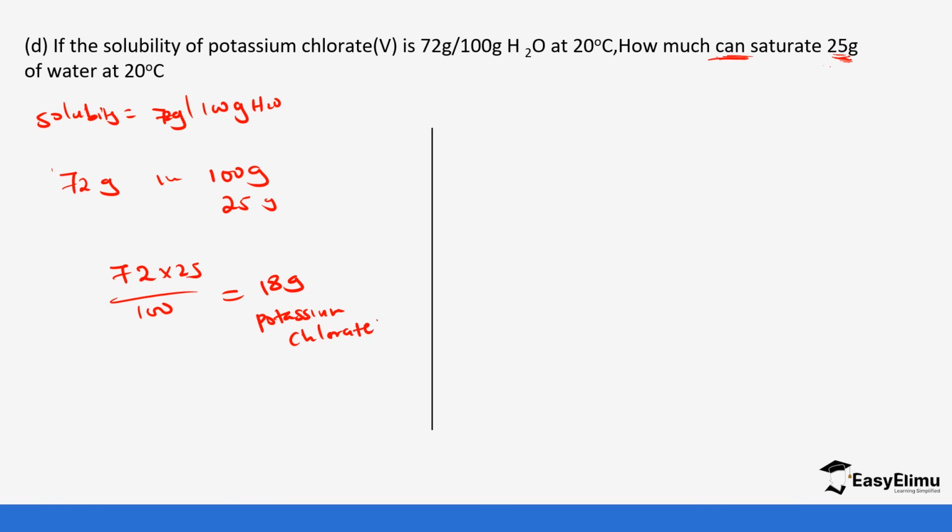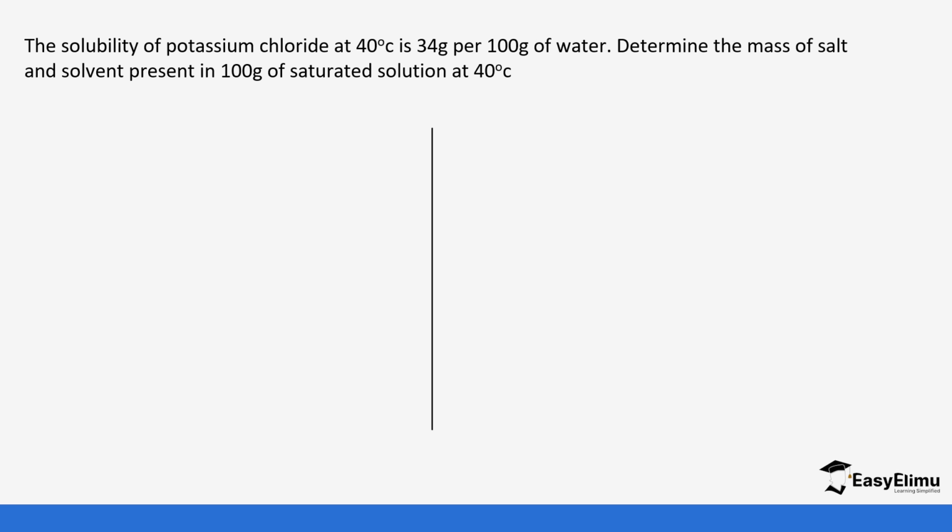And then let's do one last question. This one is going to be a little bit different than what we have discussed, but the same. The solubility of potassium chloride at 40 degrees is 34. So let's write that down. It is 34 grams per 100 grams of water.